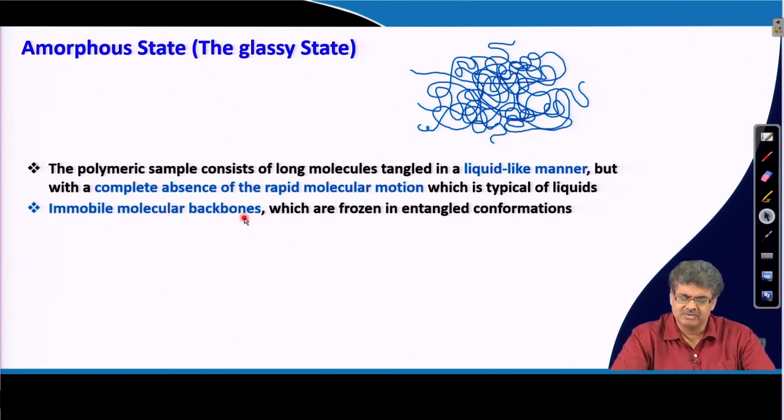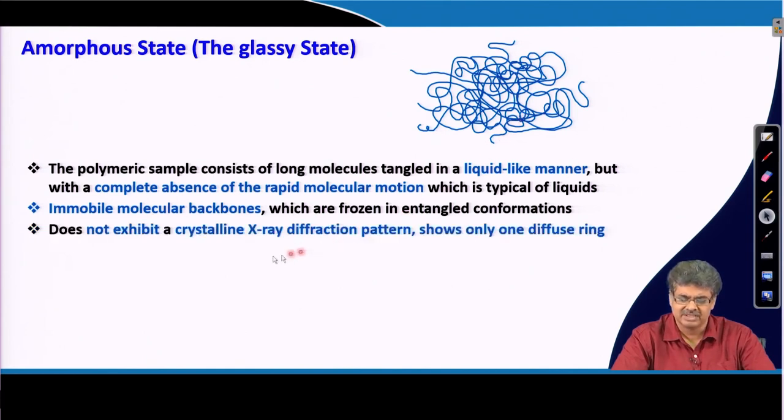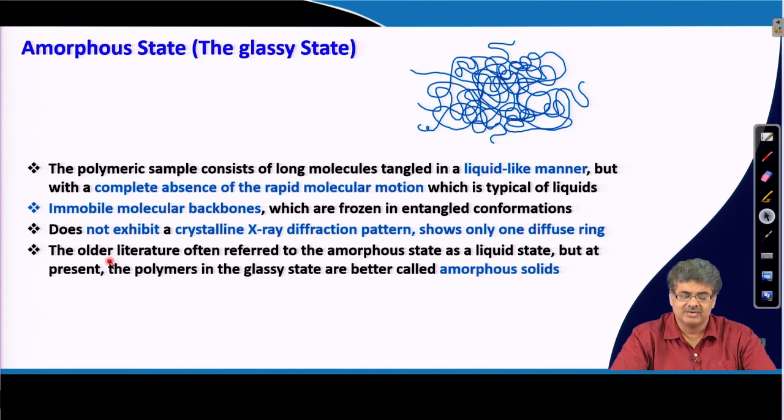So, it has immobile molecular backbones which are frozen in an entangled conformation, and does not exhibit a crystalline X-ray diffraction peak; it only shows a diffuse ring. Unlike a crystalline material, which gives discrete rings and a crystalline X-ray diffraction pattern, amorphous material does not give those discrete rings, only a diffuse ring. As I said, in older literature the amorphous state is often referred to as the liquid state, but at present polymers in a glassy state are better called amorphous solids.